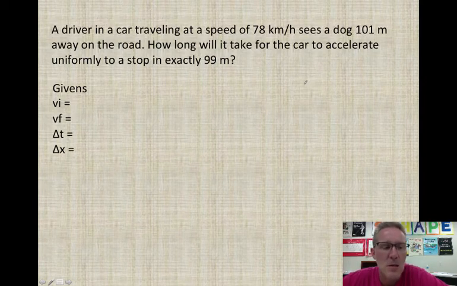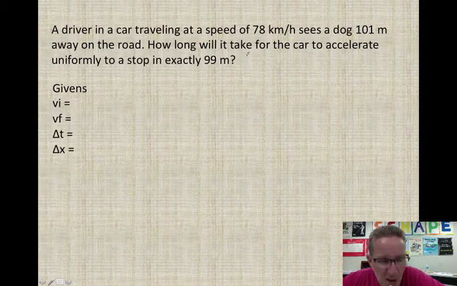Now for these types of problems, we don't need to know what that acceleration is. So don't say, well, we're not given acceleration, so how can we do this? The formula does not have acceleration in it, so it will work. Let's identify our givens. The car is traveling at a speed of 78 kilometers per hour, so that's going to be the velocity initial.